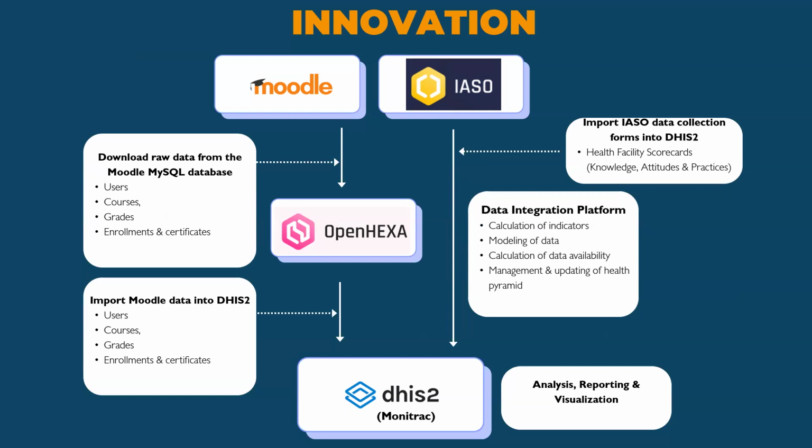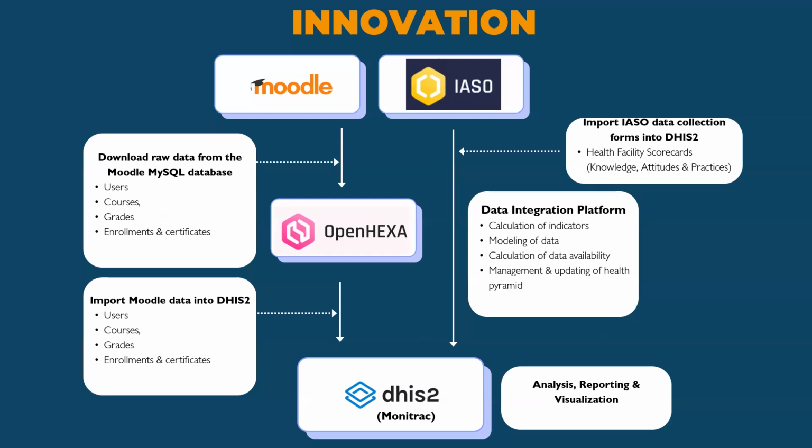So we leveraged the integration abilities of the OpenHexa platform, which you see in the middle there. It helps us integrate the data from Moodle and IAZO into the DHIS2. So in Moodle, OpenHexa helps us to download raw data on the users, those are the healthcare workers, their courses, the grades, but also enrollments and certificates. Then it imports that very data into the DHIS2.